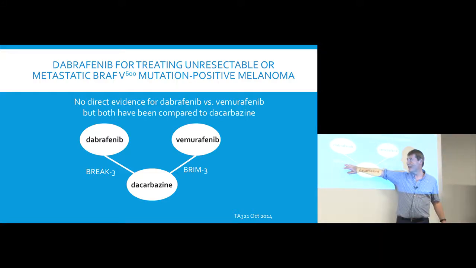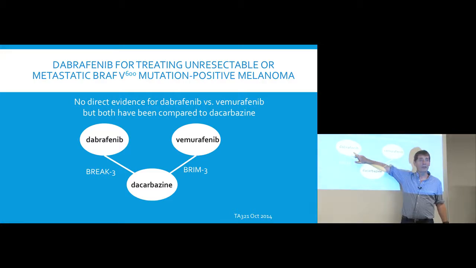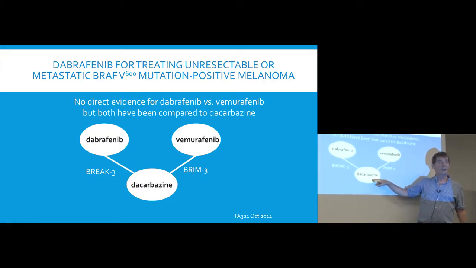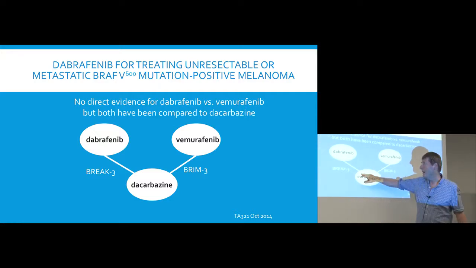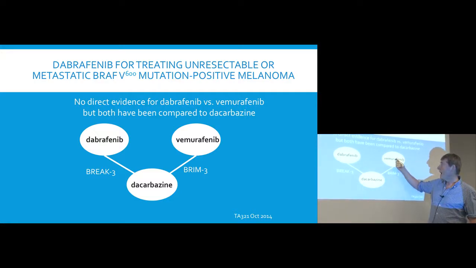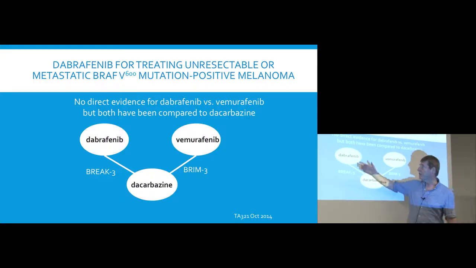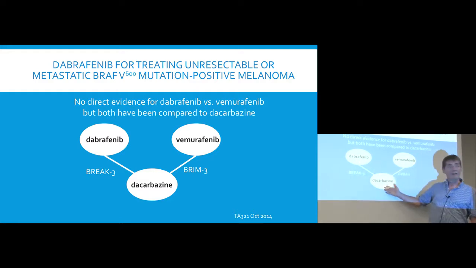There's a trial called the Break3 trial, which randomized patients to dabrafenib or dacarbazine. Dacarbazine is an older treatment for this metastatic melanoma. There was also a trial, the BRIM3 trial, that randomized patients to vemurafenib or dacarbazine. And so it's back to this idea that, in principle, we could compare how much better vemurafenib is than dacarbazine and compare that difference to how much better dabrafenib is than dacarbazine.